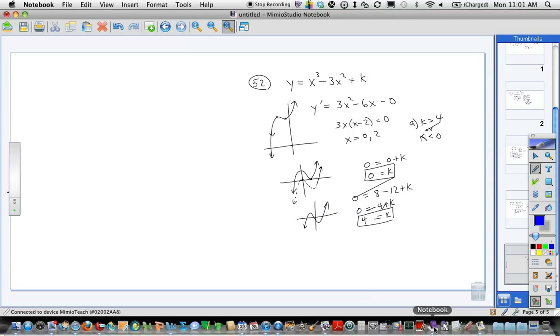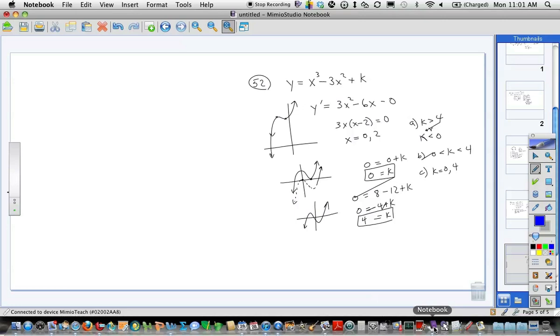So you've got some other reasoning to go on here. And when is there going to be 3? Well, that'd be when k is between 0 and 4. So there's going to be 3 of them when k is between 0 and 4. And when is there going to be 2 of them? When k equals 0 or when k equals 4. That's the 2 times when it'll just touch.